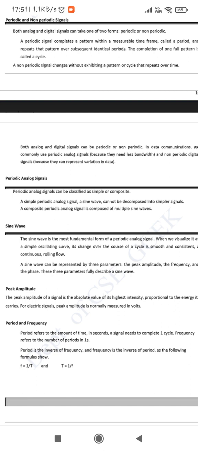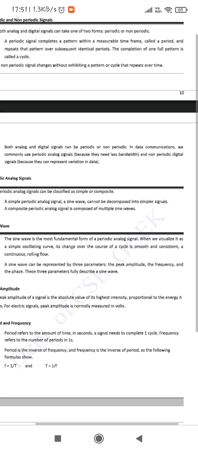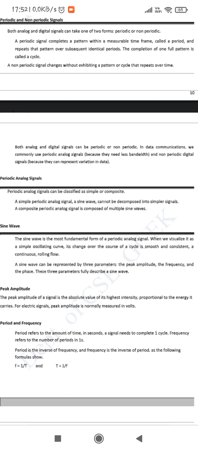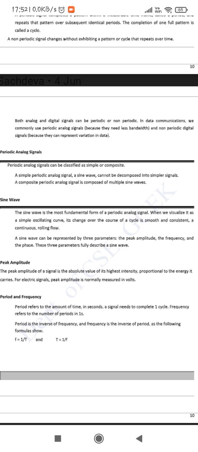A sine wave is the most fundamental form of a periodic analog signal. When we visualize it as a simple oscillating curve, its change over the course of a cycle is smooth and consistent, a continuous rolling flow. A sine wave can be represented by three parameters: the peak amplitude, the frequency, and the phase. These parameters fully describe a sine wave.